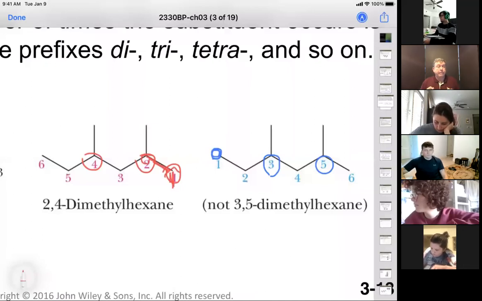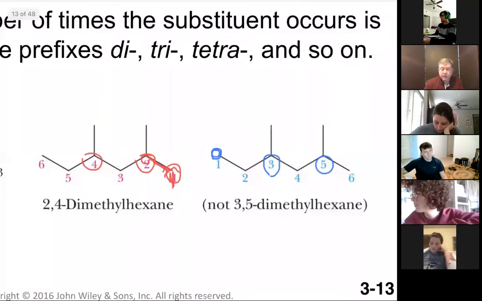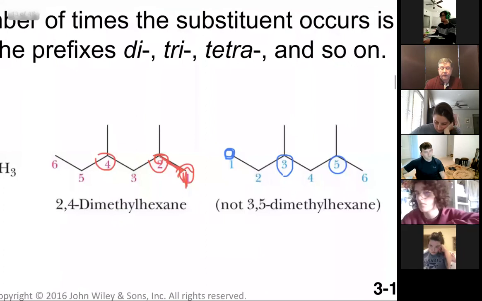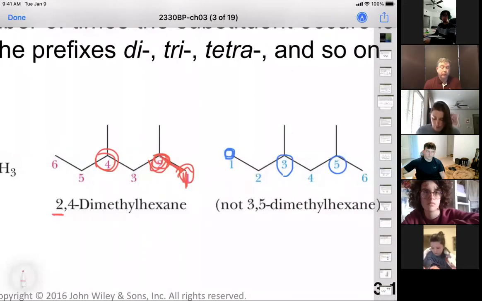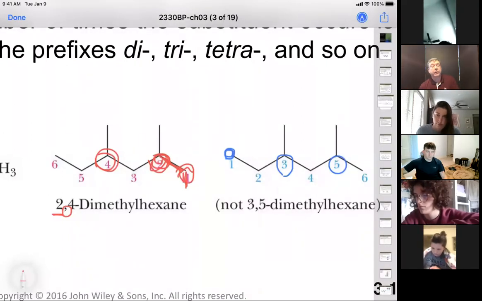Okay. All right. So that being said, now we apply the di rule. We only have 2 methyl groups, so we can say dimethyl. Okay. So the first one shows up on the 2 carbon, so we have 2. The second one shows up on the 4 carbon, so we have 4. But notice we have some punctuation here. Okay. We always separate numbers from each other with a comma. So if we had 5 things, it'd be 2, comma, 5, comma, 7, comma, whatever.